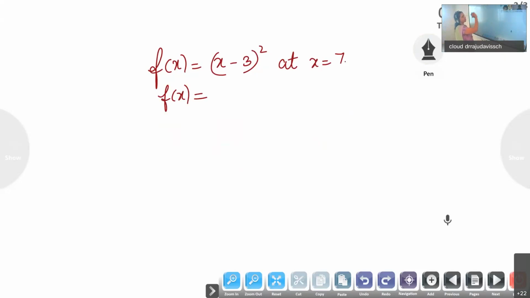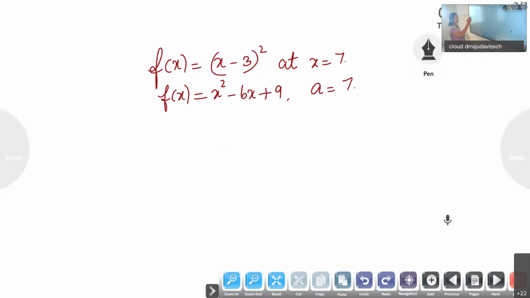We know how to expand it. You expand this and take it as f of x. x minus 3 the whole square. On expanding, we will get x square minus 6x plus 9. At the point a is 7.